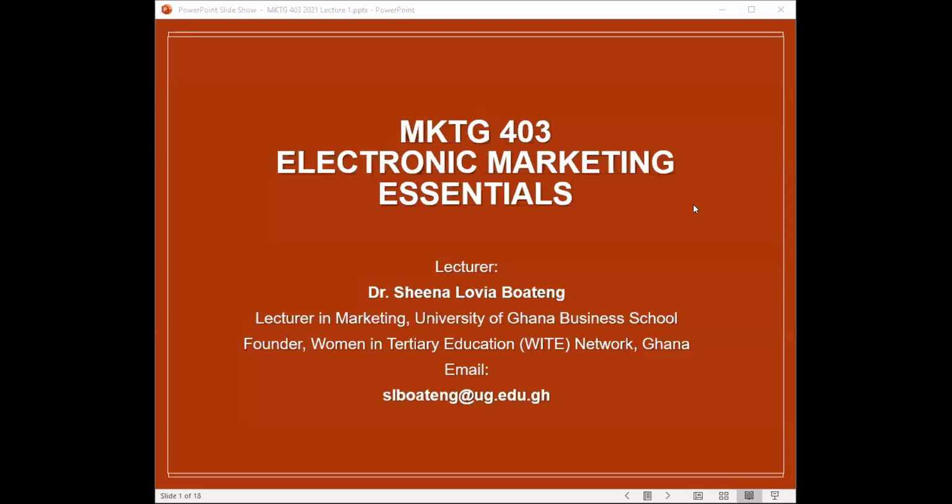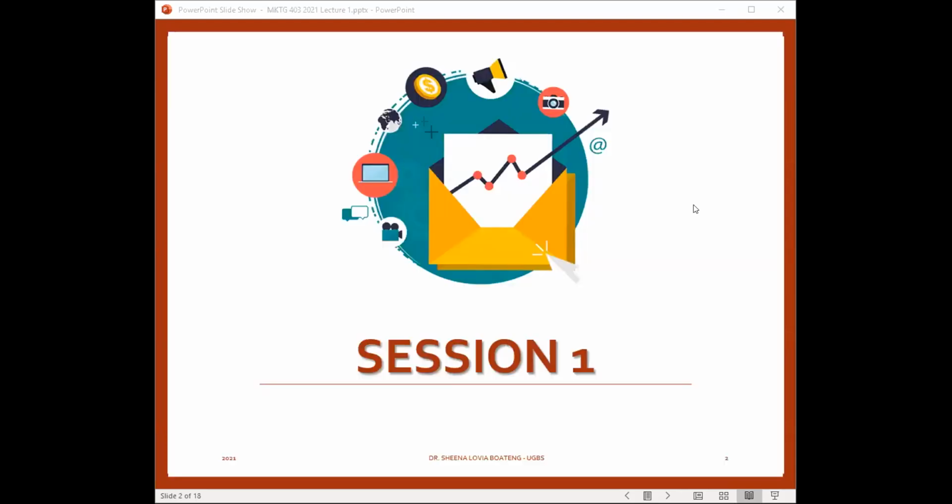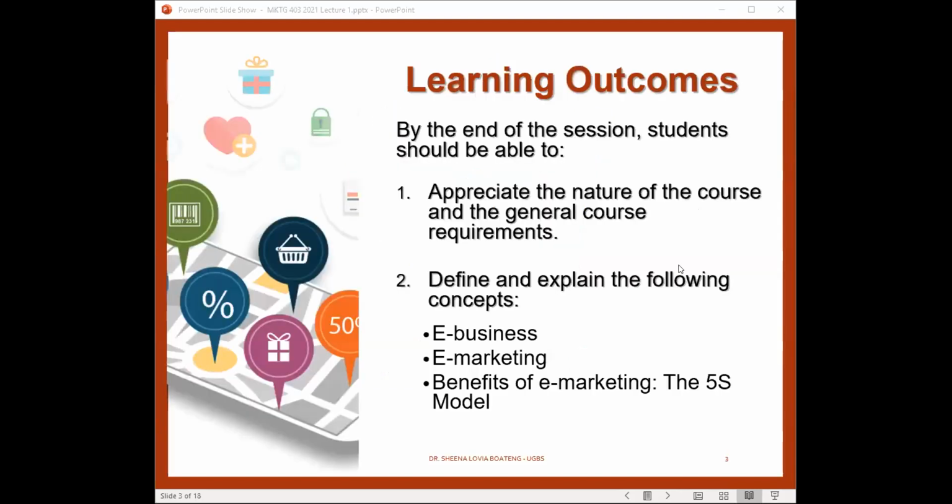And again, my name is Dr. Sheena Lovia Boateng, and I'll be your facilitator for the course. This is our first session, session 1. And in this session, we will achieve 2 main objectives by the time the session is over. The first one being to be able to appreciate the nature of the course that we are going to be doing over the period of 6 weeks, which will cover 12 independent sessions, and to be able to understand the requirements of this course for each and every one of you.